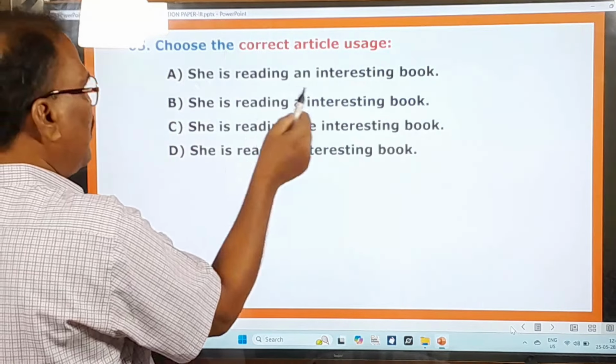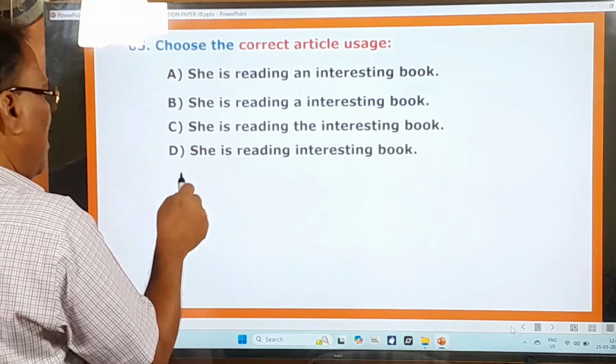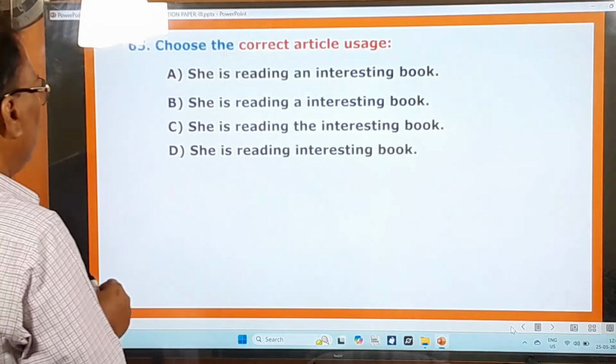She is reading an interesting book. She is reading a interesting book. She is reading the interesting book. She is reading interesting book.